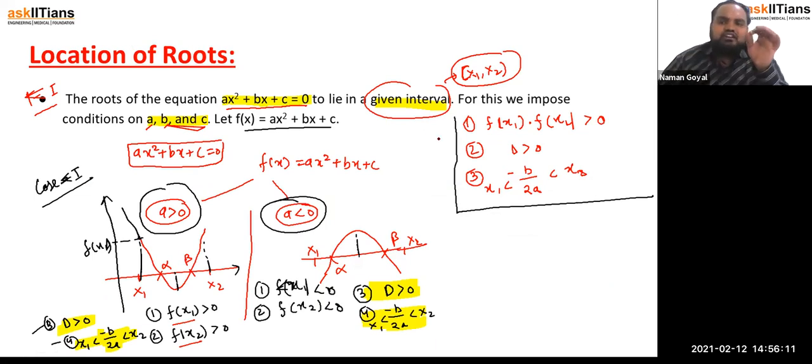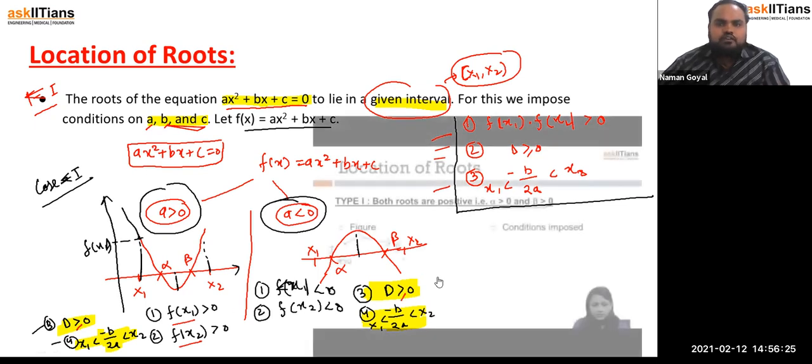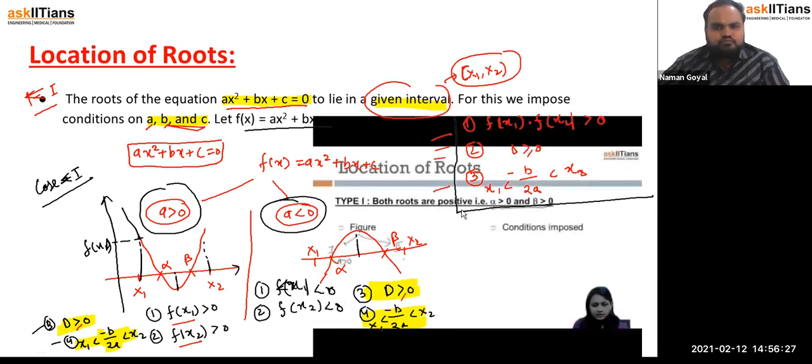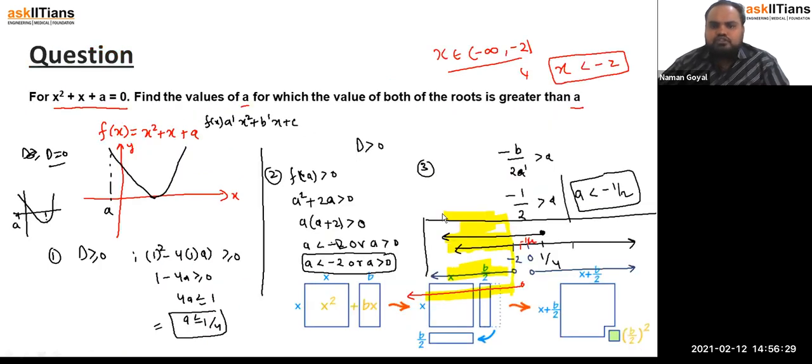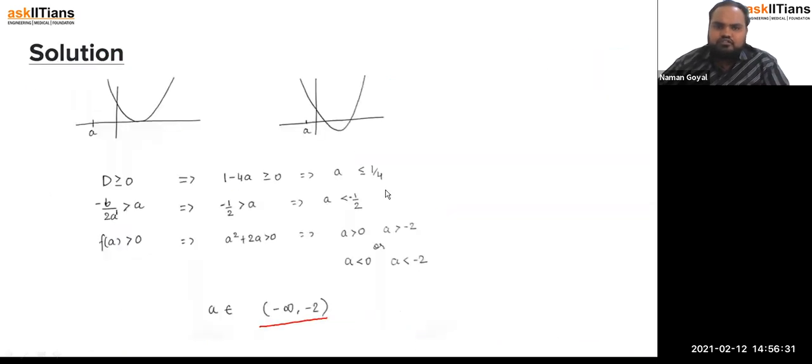So these are the conditions we have. Or you can take equals to also, because here it is not specified that both roots are different. Roots can be the same also, so you can take greater than or equal to 0. After that we learned about type 2. Then we did a question related to type 2. This is the solution of that question.